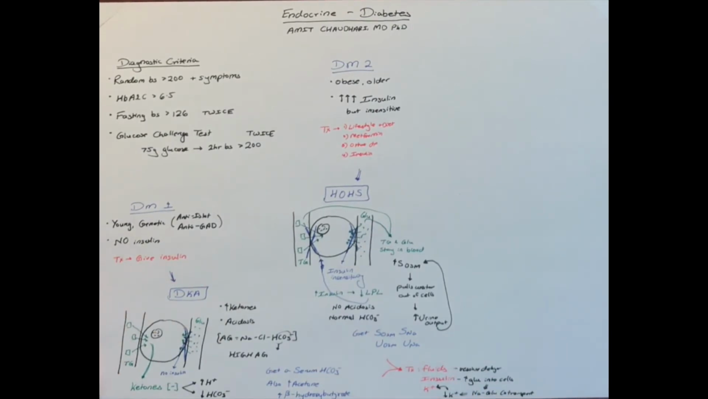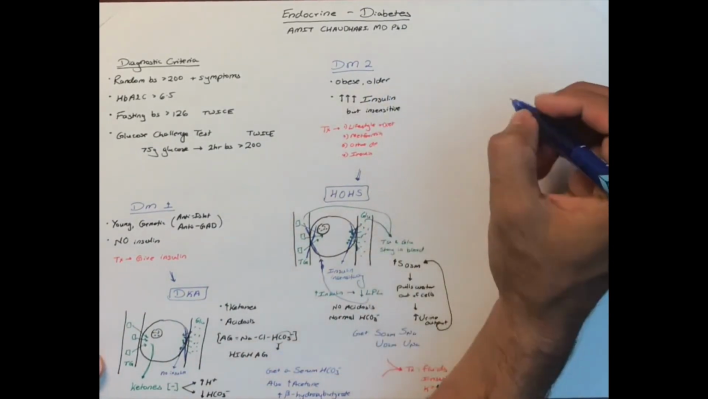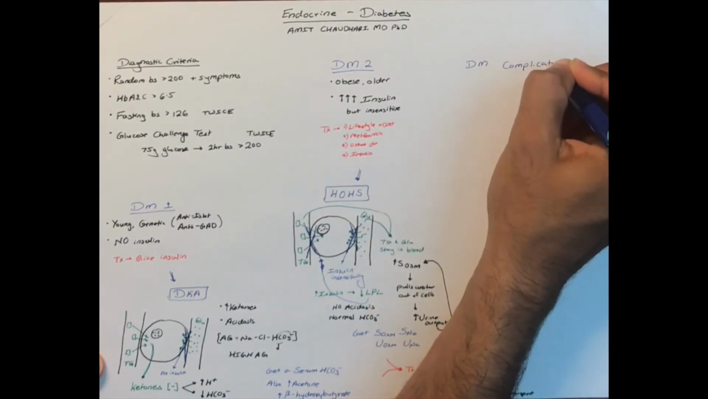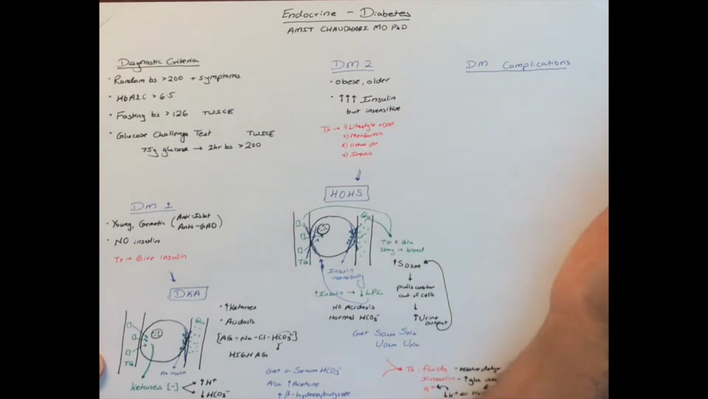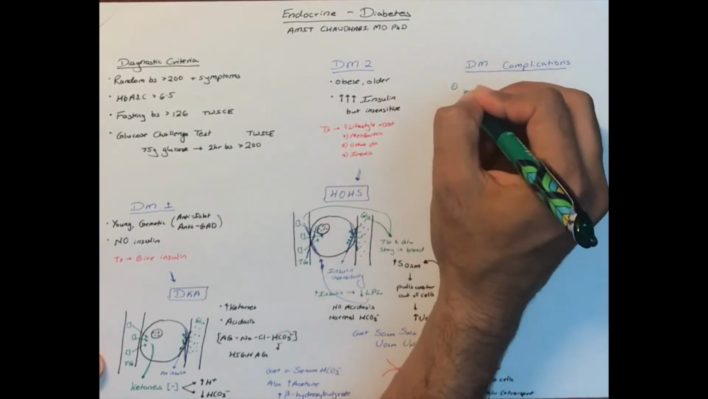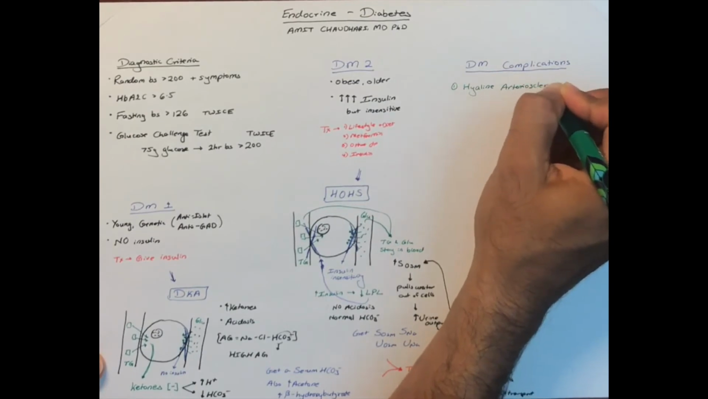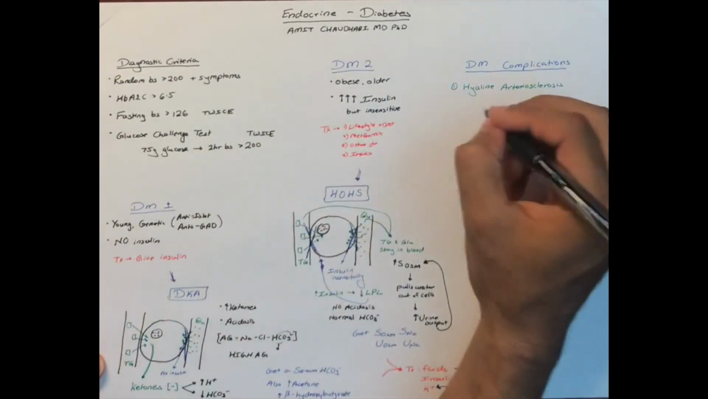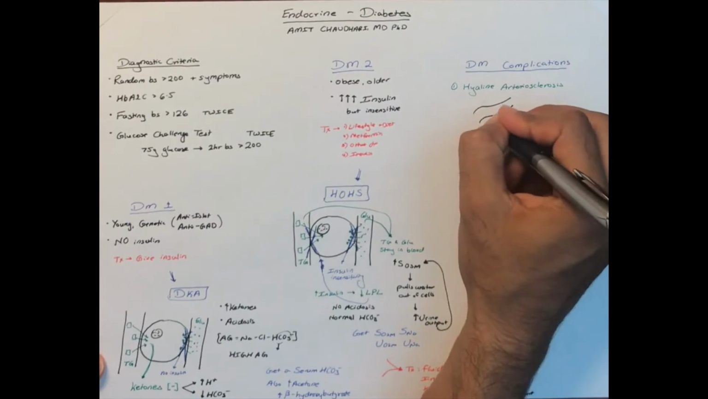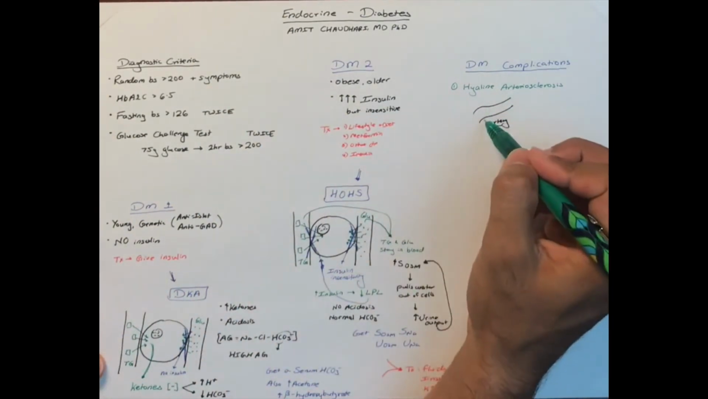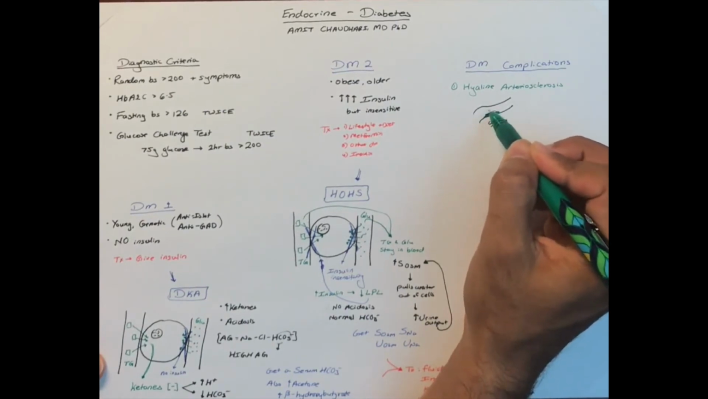Okay. The other thing that we talk about really from a diabetes standpoint are the complications. So these are the DM complications. Okay. What does diabetes cause? And we're really talking about diabetes 2. The first thing that diabetes 2 does is hyaline arteriosclerosis. It takes your little artery here, and it creates a plaque. It thickens the wall of the artery.